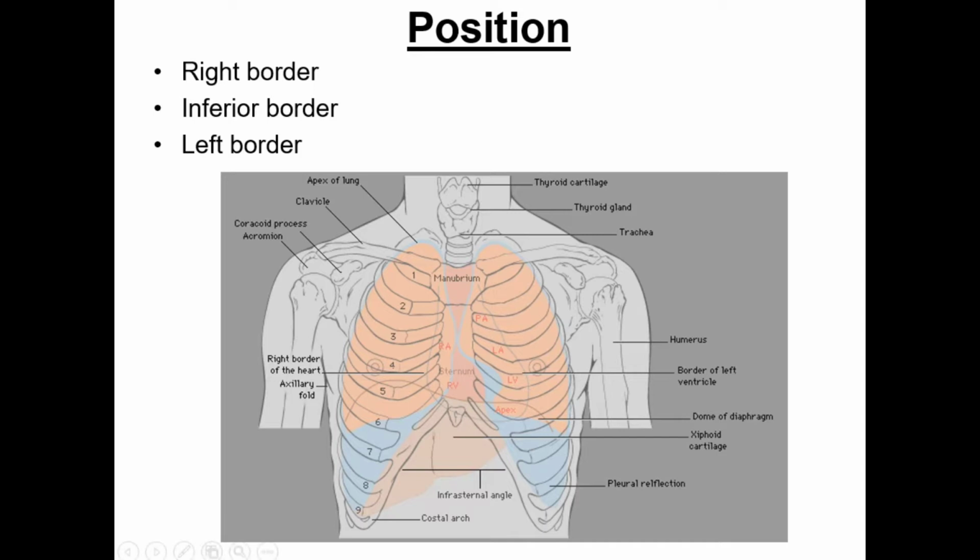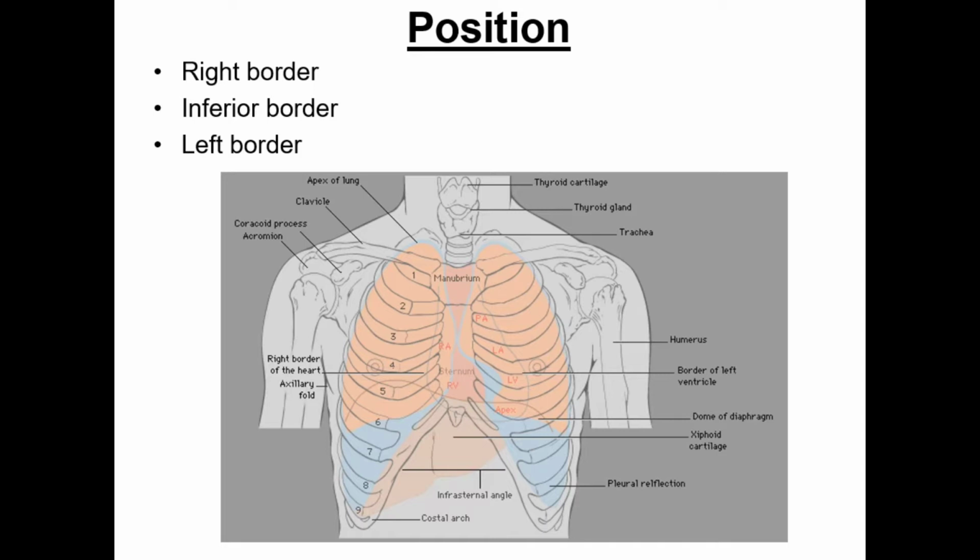You see here, this is the right ventricle. So mostly the inferior border is formed by the right ventricle with a small portion of the left ventricle. Here is the left ventricle. So almost this much portion is formed by the right ventricle, and there is a contribution of the left ventricle as well in the formation of the inferior border.